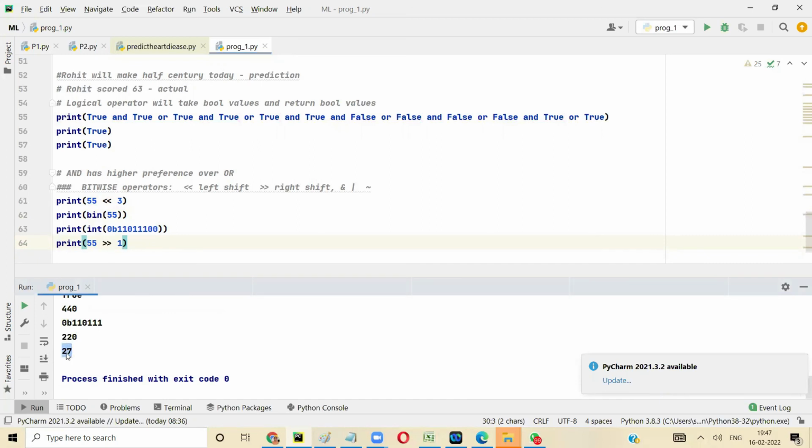Okay, so right shift means you are moving to the right, and after the unit, the value is getting dropped. When you move to the left, it gets multiplied by 10 in decimal, but when you move to the right, the value is getting dropped, right? So 500 will become 50, 50 will become 5, right?